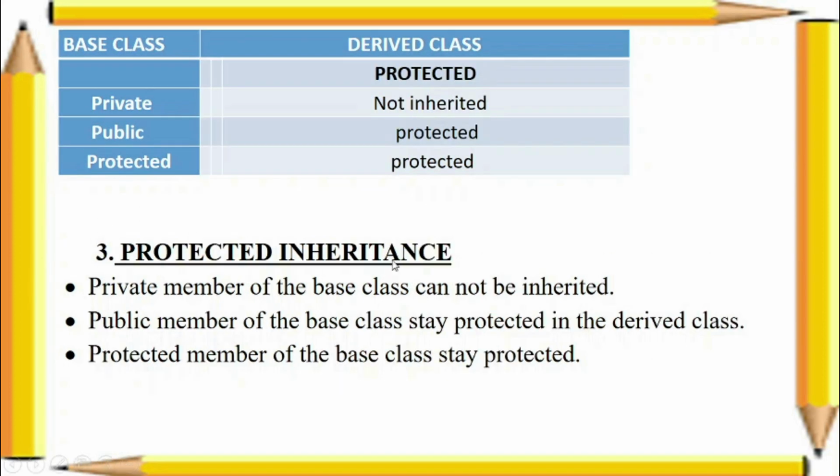The last is protected inheritance. From the base class, when you are accessing members to the derived class with protected inheritance, see, private members cannot be inherited, and public members of the base class will be protected in the derived class. And protected members of the base class will be protected in the derived class. That means we are protecting the data using the visibility mode protected.